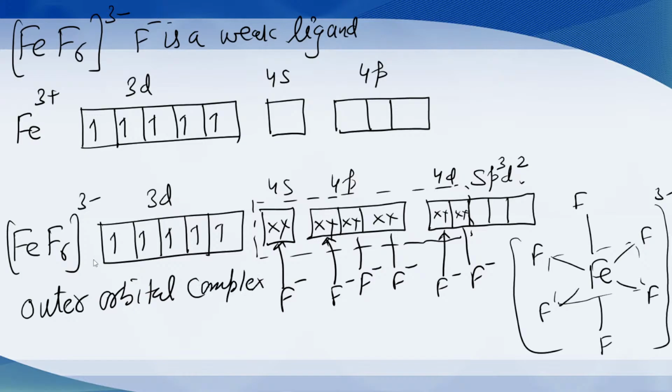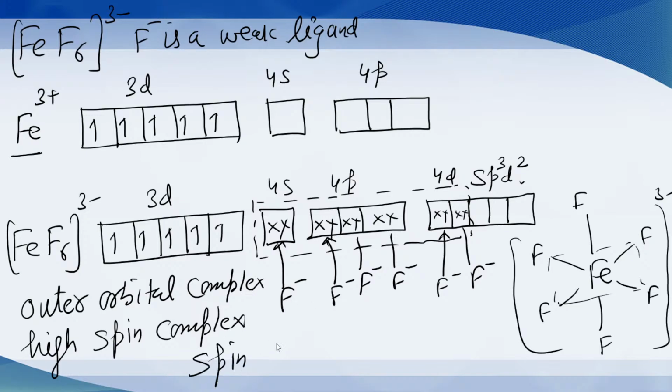And what is the spin? Spin is plus 5/2. That means 5 unpaired electrons are there in the Fe3 plus ion and the same number of unpaired electrons are in the complex. So it is called a high spin complex, or spin free complex, because there is no pairing and no change in the spin on forming the complex. And because of this weak ligand, this complex is not very stable.